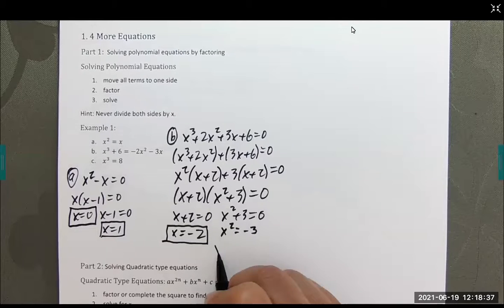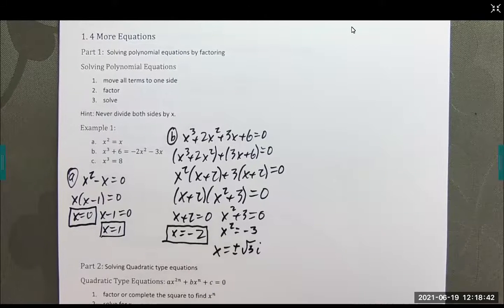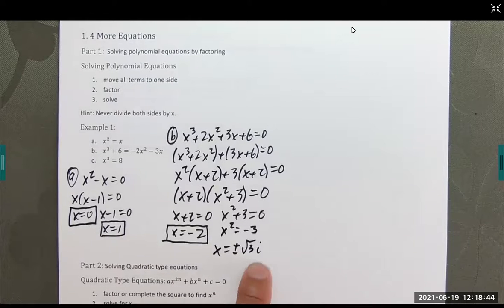That means x equals plus and minus √3 i. Again, make sure that i is not under the radical when you put it into a computer or something. That will get marked wrong.